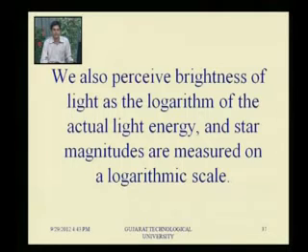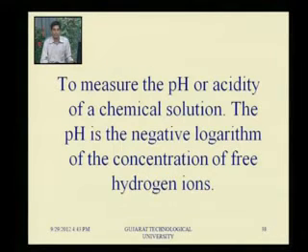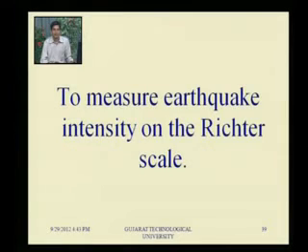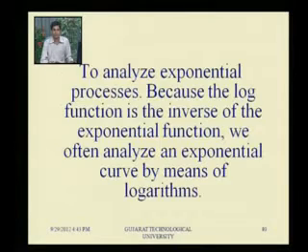To measure the pH or acidity of a chemical solution, the pH is the negative logarithm of the concentration of free hydrogen ions. To measure earthquake intensity on a Richter scale, logarithm is used. To analyze exponential process, because as we know that logarithm function is the inverse function of exponential function, so we often analyze an exponential curve by means of logarithm.